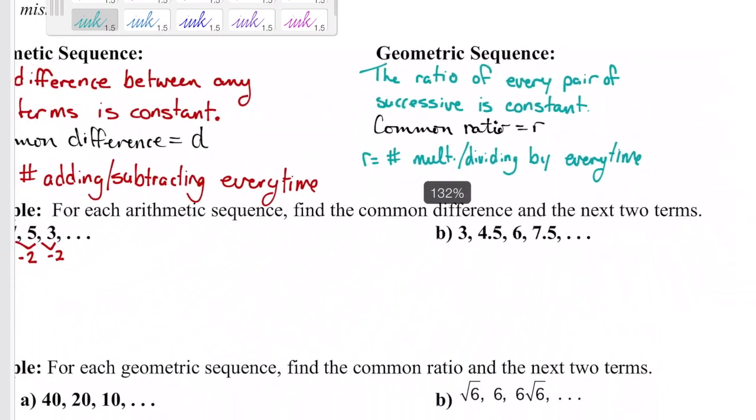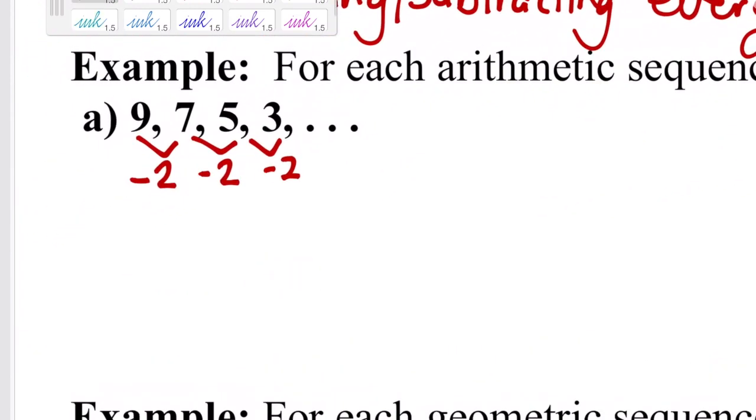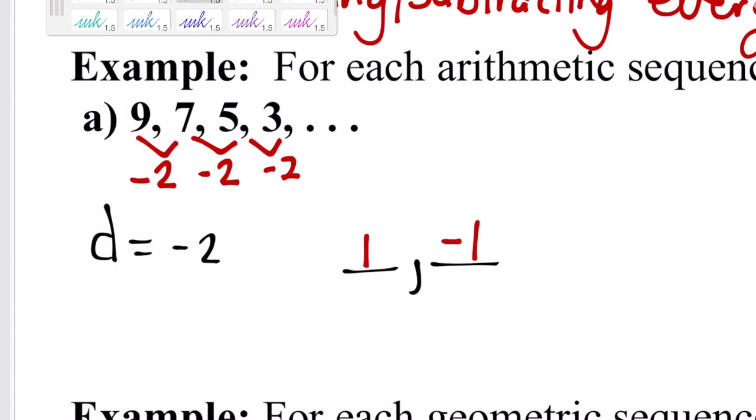All right, so then here for our first example, they told us it's an arithmetic sequence, and they want us to find the common difference and state what the next two terms are. So here we already figured out the common difference. So d is going to be -2. We keep subtracting 2 every single time. So then my next two numbers, so 3 minus 2 will give me 1. And then 1 minus 2 will give me -1. So next two terms, that's all it's asking for.